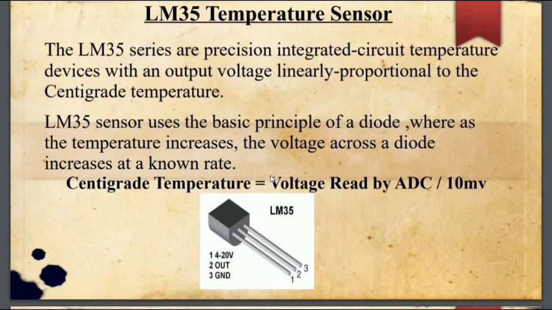First of all, about the LM35 temperature sensor. The LM35 series are precision integrated circuit temperature devices with an output voltage linearly proportional to the centigrade temperature. The LM35 sensor uses the basic principle of a diode, where as the temperature increases, the voltage across the diode increases at a known rate. And centigrade temperature, if we increase it by 10 degrees, 1 millivolt read, okay, sorry, centigrade temperature equals the voltage read by the ADC divided by 10 millivolts.